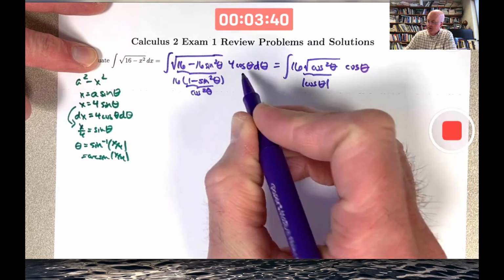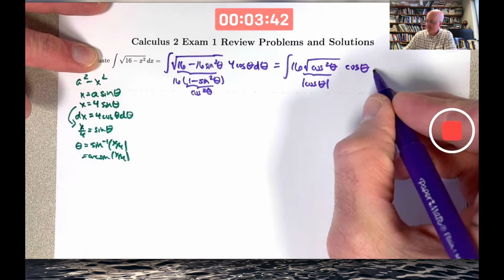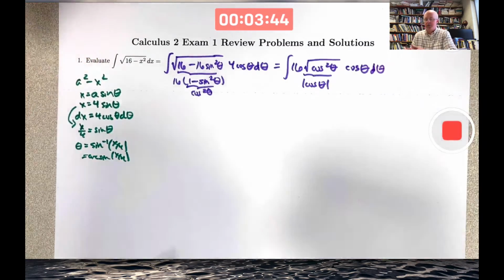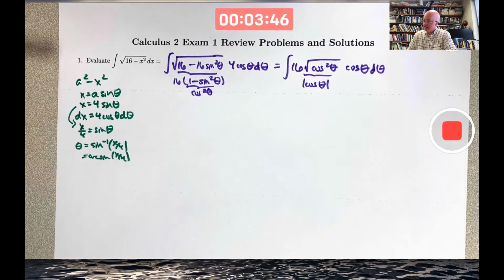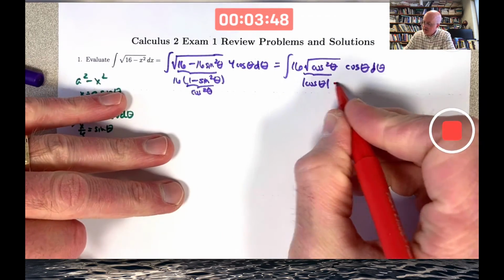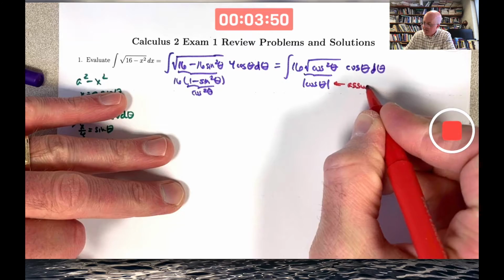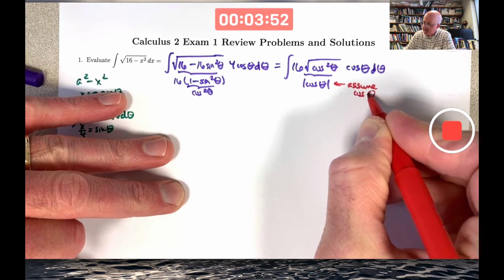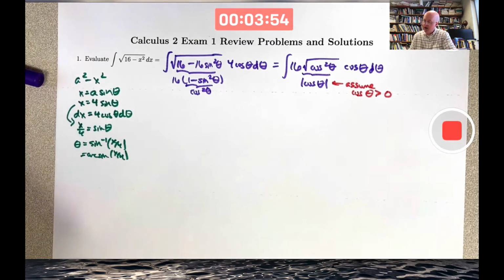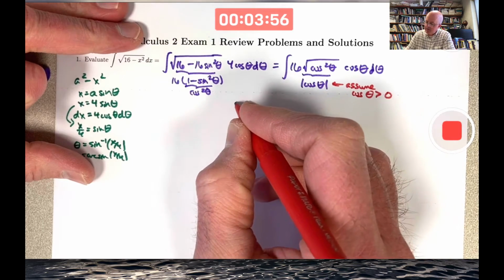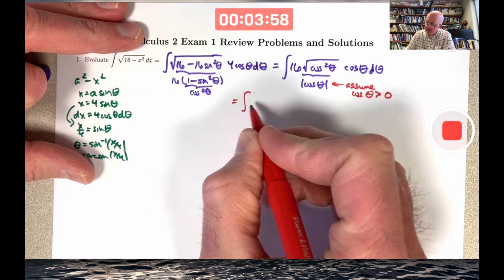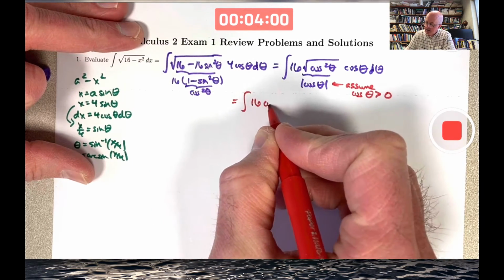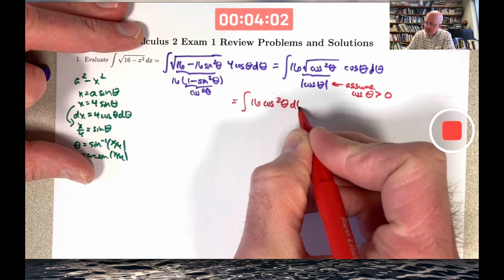That 4 was already taken care of with the 16. And we can write the integral like this. And yes, once again, assume cos theta is positive. It does give us the right answer in the end anyway. It's an assumption people can make and get the right answer. So this is the integral of 16 cos squared theta d theta.